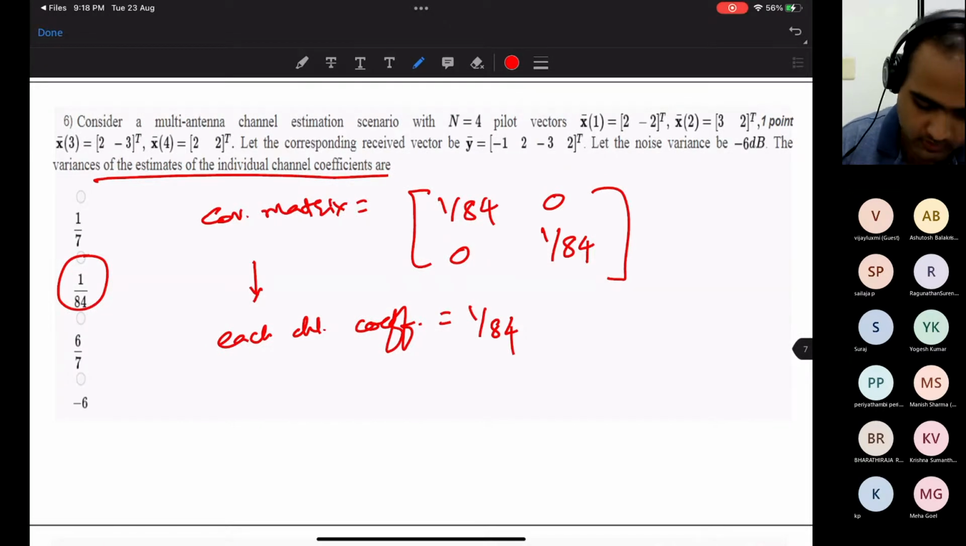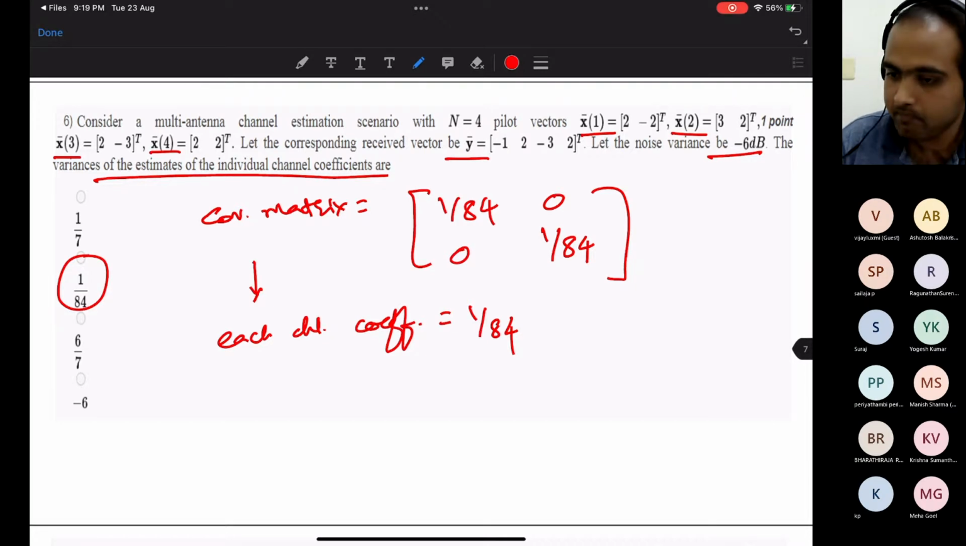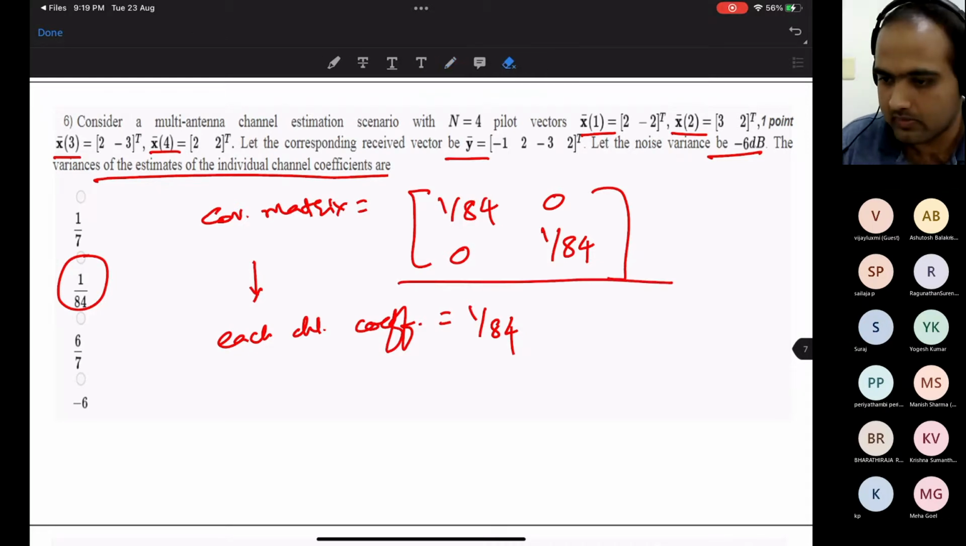Okay. Question 6. We still have the same problem as above. X1, X2, X3, X4 are the same as above, and Y is also the same as in the previous questions. Noise variance is -6 dB, same as previous questions. We need the variance of estimates of individual channel coefficients. This is my covariance matrix, which we got in the previous question. So just try to recollect.